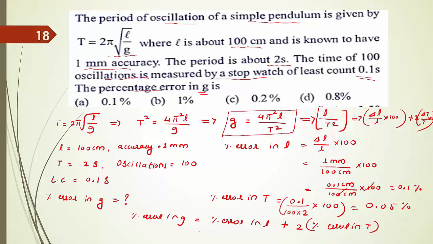Now substitute all the values. Percentage error in L is 0.1% plus 2 times the percentage error in time period, which is 0.05. So we will get the final answer as 0.2%. So this much amount of error is present in G. 0.2% means option C is the right answer.